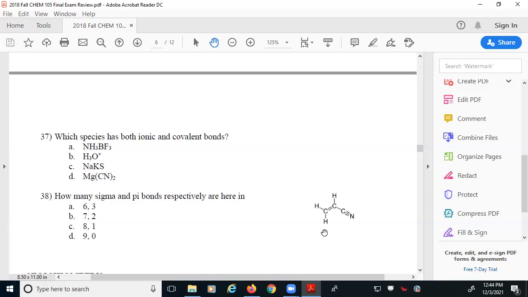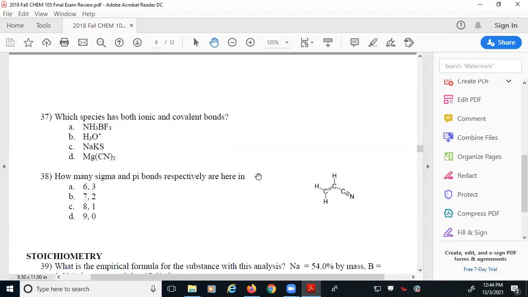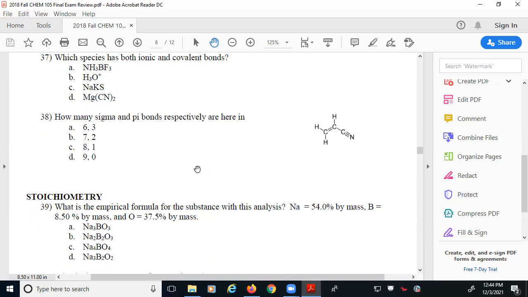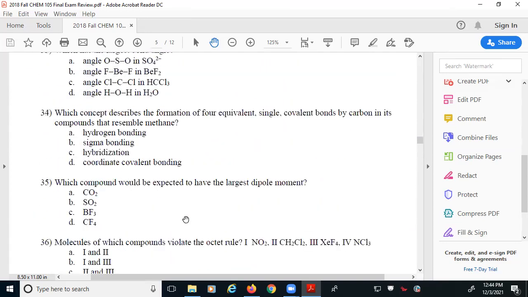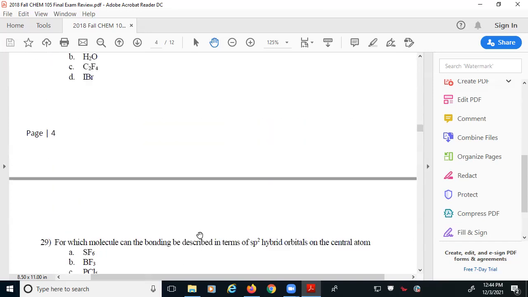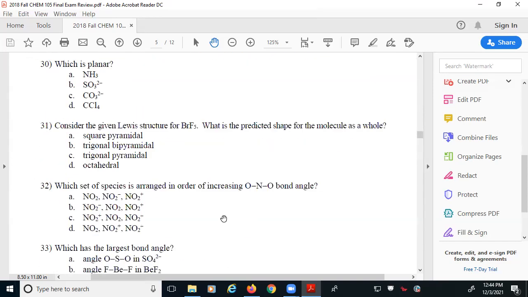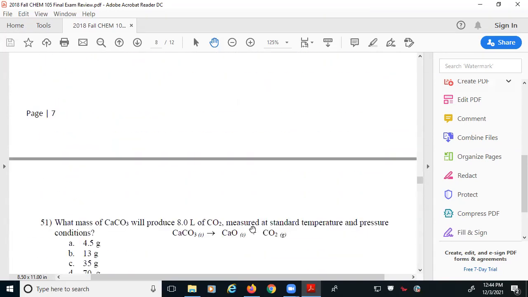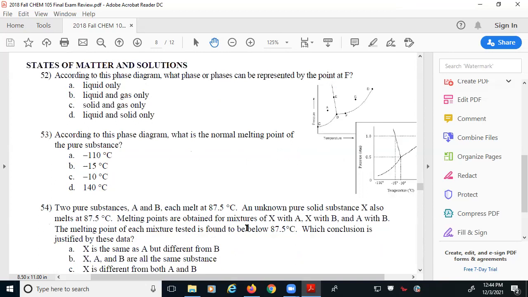Could I go another direction? Could I count all the sigmas? Yeah, I can go 1, 2, 3, 4, 5, 6. I get the correct answer there as well. What was that? Any questions out of this section? All right, let's look at something else then.